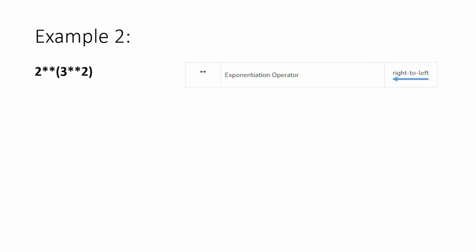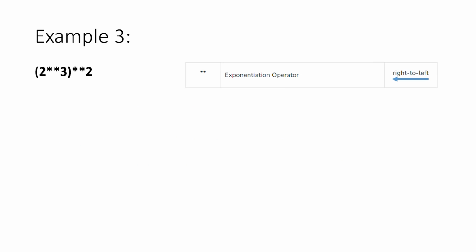Now, on your screen you can see that I have written 2 double star in bracket 3 double star 2 bracket complete. This is an expression where the exponential operator is written twice. Since brackets are used over here, Python will first evaluate the bracket, that is 3 to the power 2, which comes out to be 9. This will be evaluated first and then 2 to the power 9 will be evaluated, which comes out to be 512.